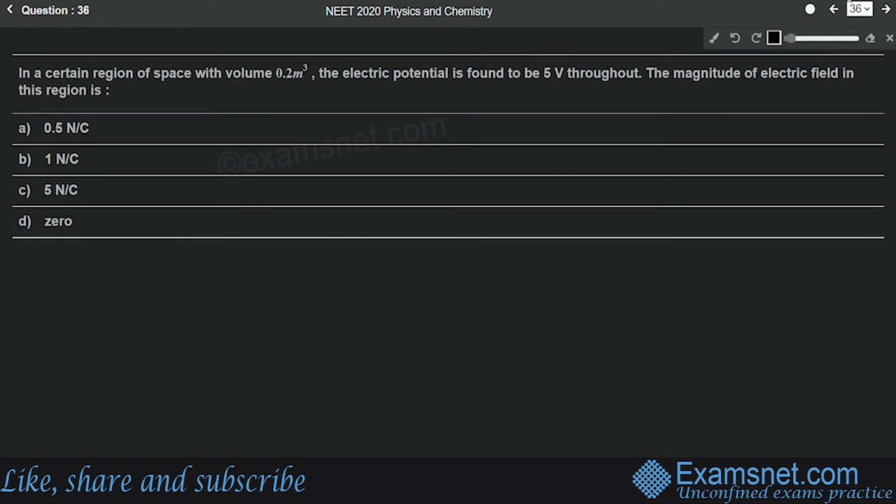Question number 36 is again from electrostatic potential and capacitance, and the question is, in a certain region of space with volume 0.2 meter cube, the electric potential is found to be 5 volt throughout. The magnitude of electric field in this region is, okay, so we know that electric field is equal to minus dV by dr. That means change in potential with respect to distance. Okay, so here it is given that the potential is 5 volt throughout. That means potential is not changing. So the change in potential is 0. So electric field will also be 0. Okay, so option D will be the correct answer.